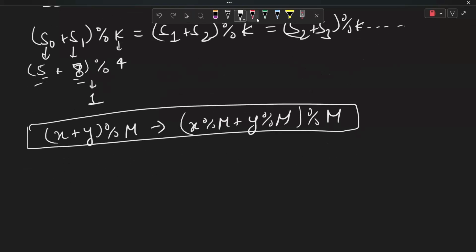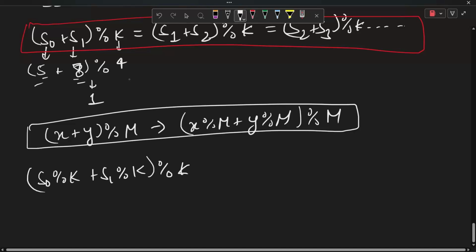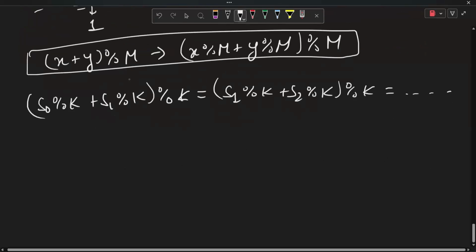We can just write this condition that we have. We can change it to (S0 mod k plus S1 mod k) modulo k. This thing should be equal to (S1 mod k plus S2 mod k) whole mod k, and likewise for the rest. We can change this condition like this.